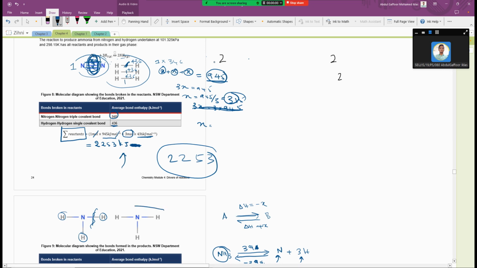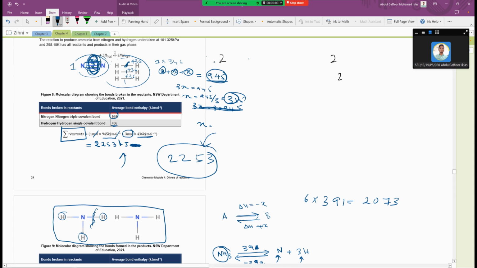And again, during the formation of these bonds, now you see how many bonds we make? 6, right? 6 times 391. What is 6 times 391? 2073. Now in the system, it has absorbed this amount of energy, right?